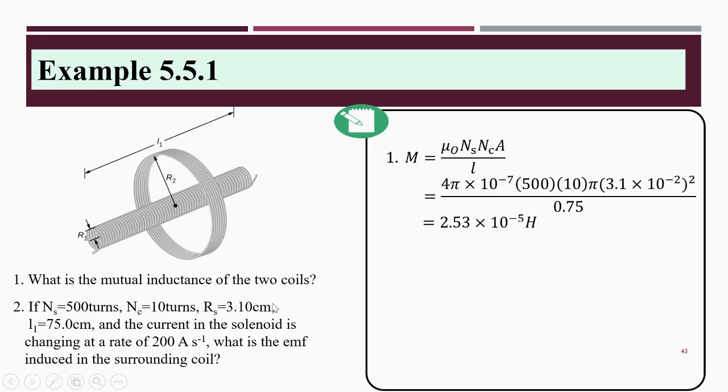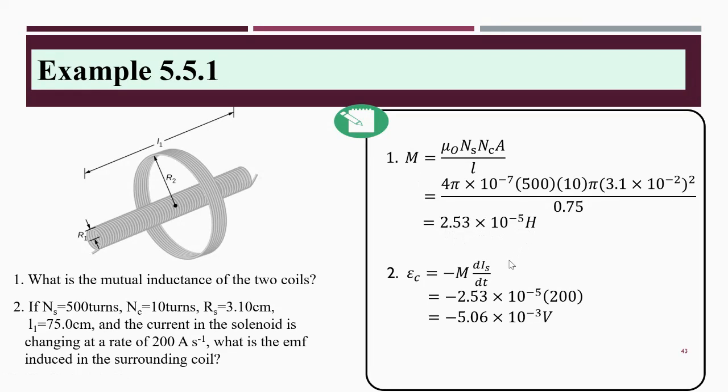What is the EMF induced in the surrounding coil? First we have to find the mutual inductance between these two coils. We can use the equation mu naught times number of turns of solenoid times number of turns of coil times the area divided by length. Then we substitute: mu naught times 500 turns of solenoid times 10 turns of coil times the area pi r squared, where the radius is 3.1 cm, divided by the length 75 cm. So we get the mutual inductance is 2.53 times 10 power negative 5 Henry.